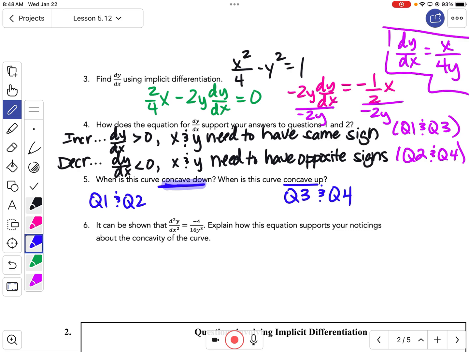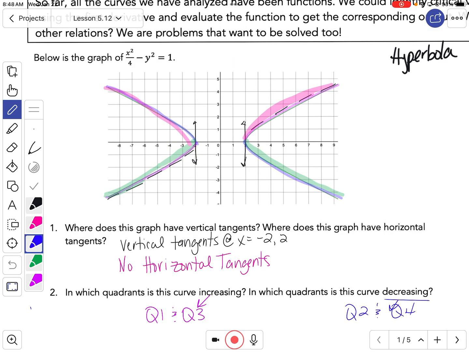Now let's go back and look at what's true in those quadrants. What's true in both quadrants 1 and 2? What's the same? They're both concave down, but what's true about your coordinates?